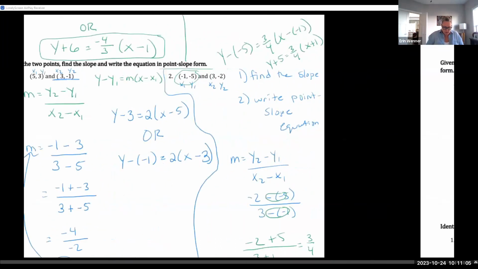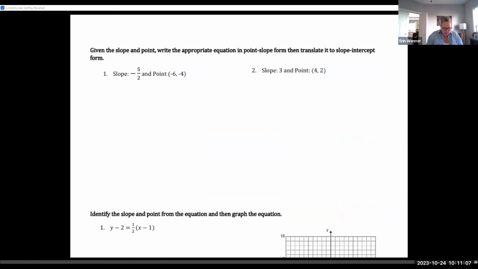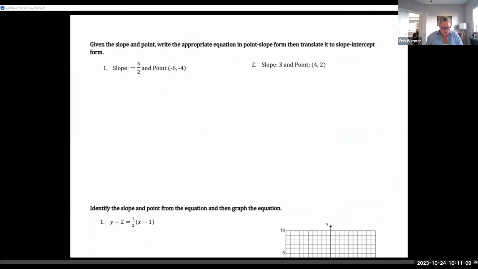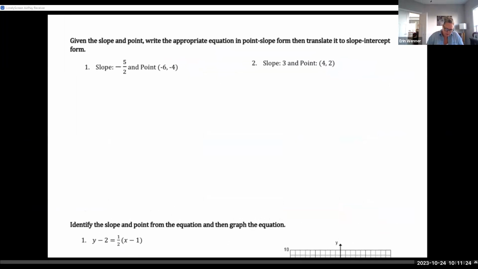So if we go to the next page, we're not going to do number 1, but we are going to do number 2. So it says, given the slope and point, write the appropriate equation in point slope form, then translate it to slope intercept form. So I'm going to write this in point slope form first. The reason I'm not doing number 1 is that we have to deal with the fraction, and it's kind of a pain. We're just going to focus on number 2 because I want to show you the process is what's important here.